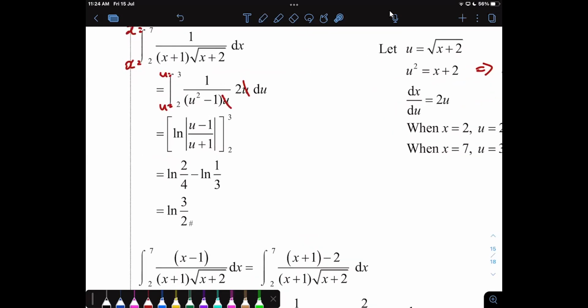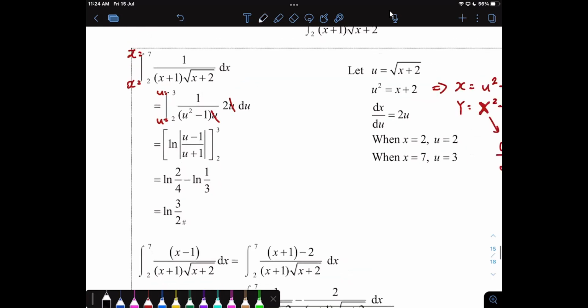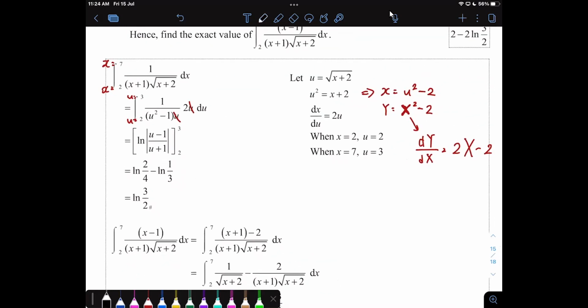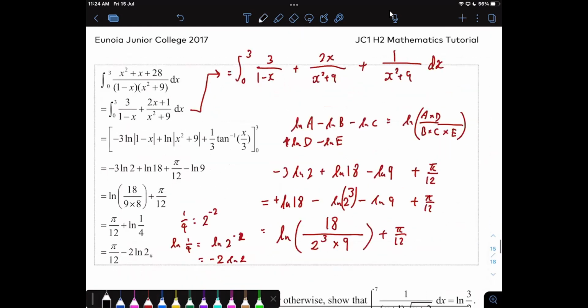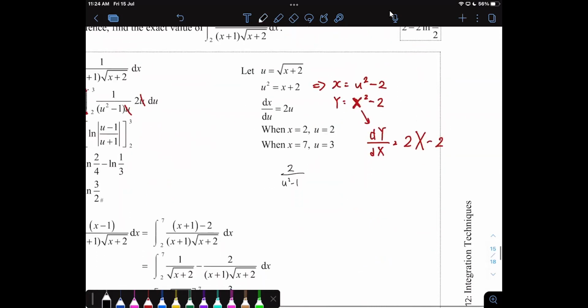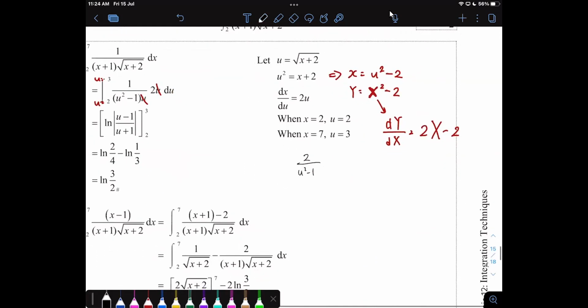What happened to your 2 here? They didn't write down a 2. Oh, they were integrating. Over here, you get a u square minus 1 with an extra 2. That means that we can use standard formula. Or alternatively, we can do integration by partial fractions. So 2 over u square minus 1 is what we are trying to integrate. So we're going to do partial fractions on this. Simplify, we get 2 over u plus 1 times u minus 1.